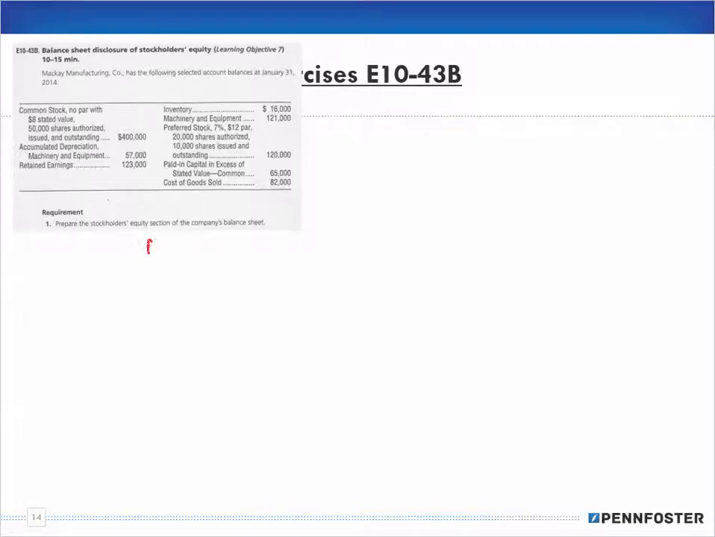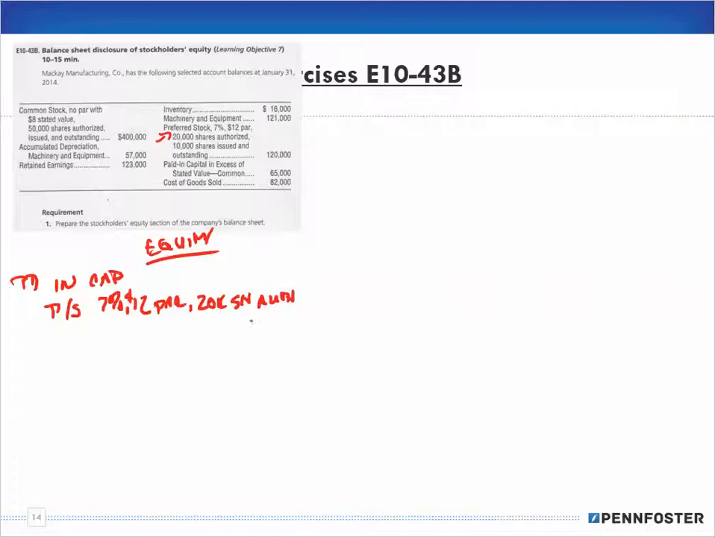All right, so I'm going to have my equity section of the balance sheet, and then I'm going to have paid in capital. First thing I need to look at here is preferred stock. So I have preferred stock, and it is at 7%. I'm just reproducing what's here. 7%, $12 par, 20,000 shares authorized, and then 10,000 shares issued. I don't have too much space here. If I had a great big sheet of paper, it'd be a little bit easier. 10,000 shares issued and outstanding, and that total value is 120,000.